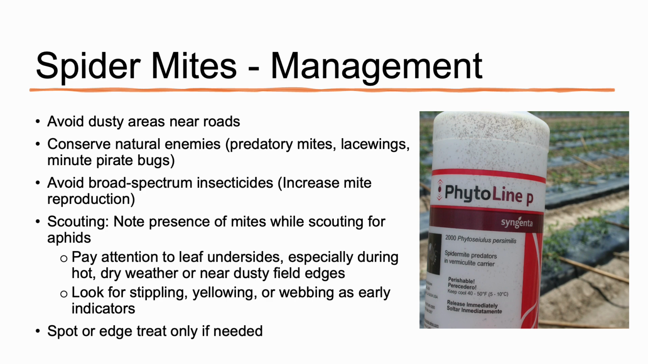Managing mites relies heavily on prevention, monitoring, and protecting beneficial insects. Avoid dusty conditions near field edges and roads, as dust can favor mite outbreaks. Conserving natural enemies such as predatory mites, lacewings, and minute pirate bugs is critical for control. The picture on screen now shows a bottle of commercial predatory mites that can be bought and used as a biocontrol agent. Avoid broad-spectrum insecticides, which can actually increase mite populations by killing beneficial insects.